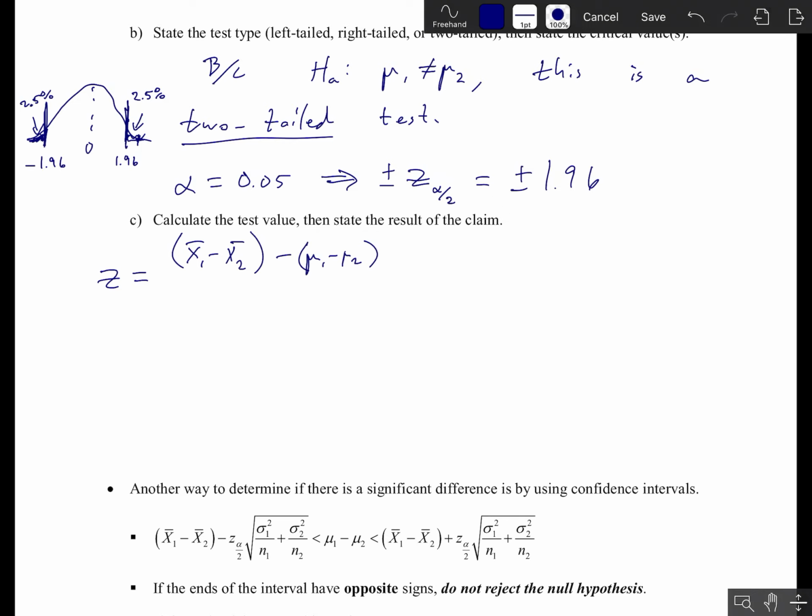Now remember that mu1 minus mu2, this quantity, we're assuming is 0 for the null hypothesis. So this second term, you don't even really need to write the second term in parentheses here, just because mu1 minus mu2 is assumed to be 0 by the null hypothesis. And then our standard deviation for the distribution that we're looking at is the square root of the population standard deviation for population 1 squared divided by n1, your sample size for the first group, plus sigma 2 squared divided by n2.